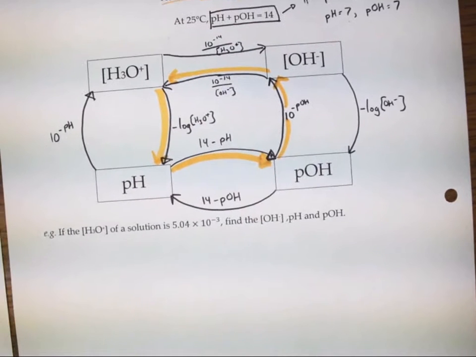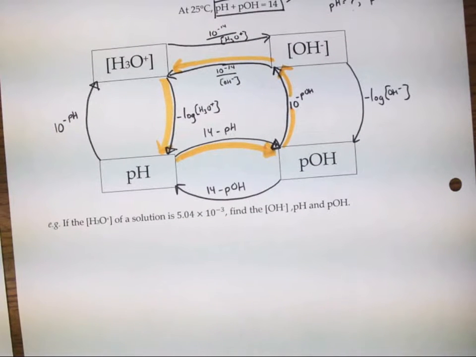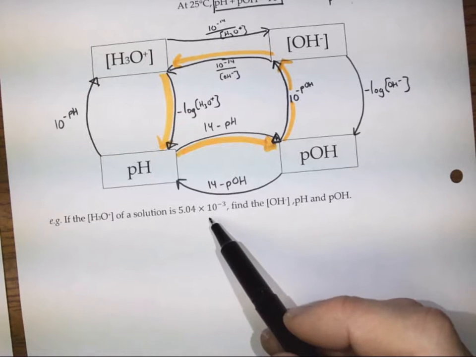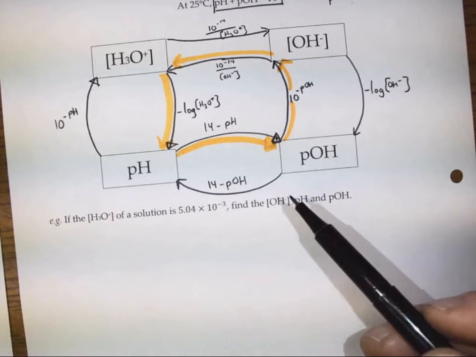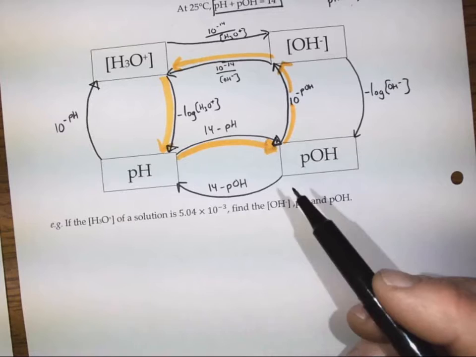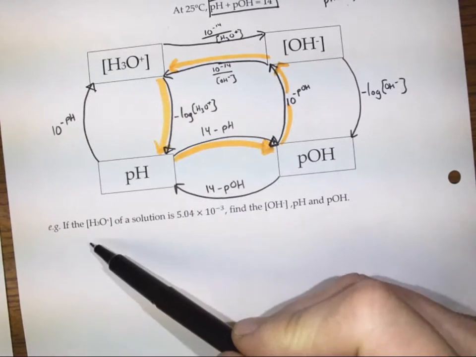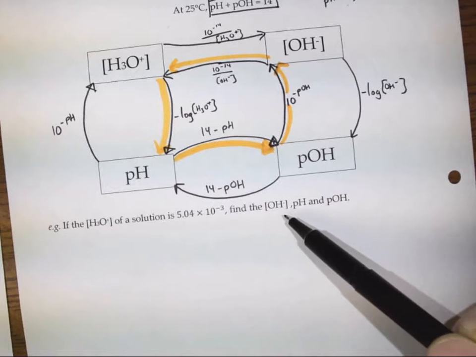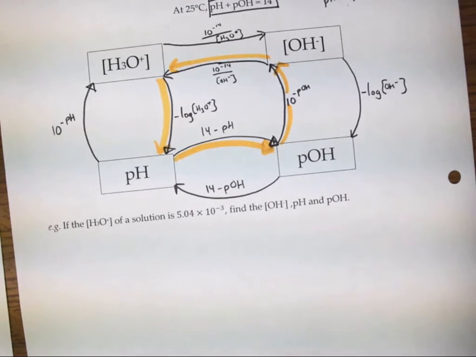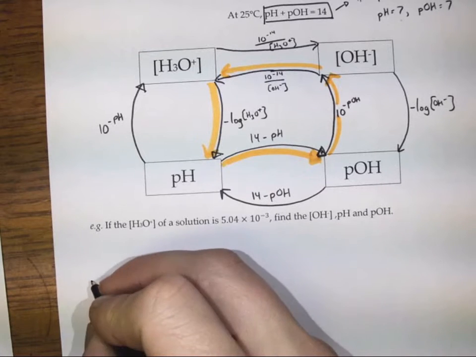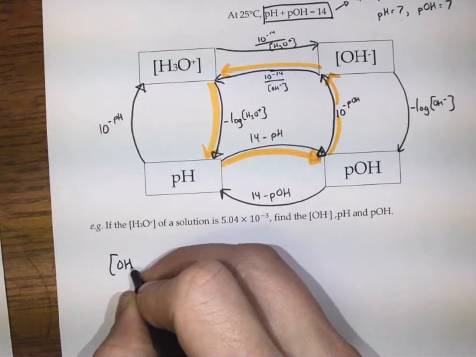And we'll see if that can help us at all. Alright, so if we have some hydronium concentration that's 5.04 times 10 to the negative 3, we are starting here. And we can use this hydronium ion concentration to find our concentration of hydroxide, our pH, and our pOH. So I'm going to start with finding the hydroxide concentration.